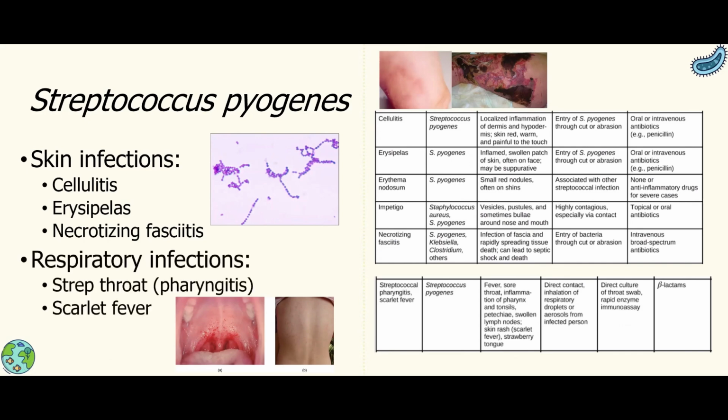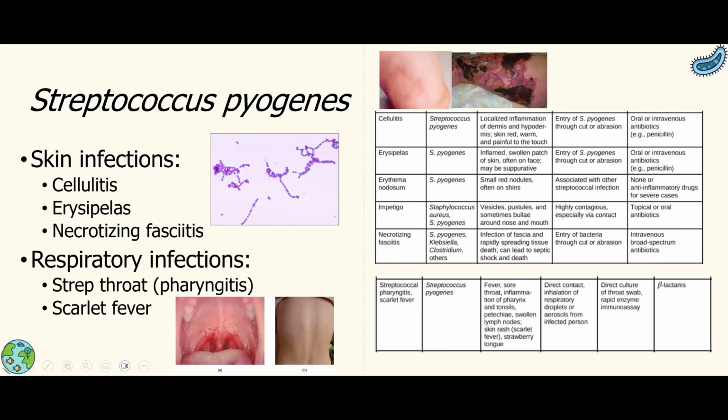And then, of course, famously, Streptococcus pyogenes is known for causing strep throat. So not only does it cause all of these, it also causes strep throat. Just depending on how it enters your body: if it enters through the skin, it'll do one of these. If it enters through the respiratory tract, it's going to cause strep throat, also known as pharyngitis, which gives you the classic fever, sore throat, etc.